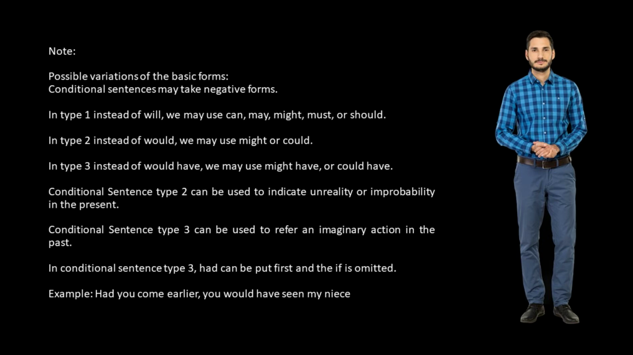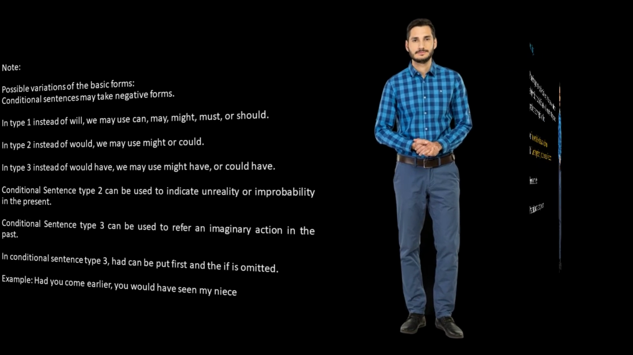Conditional sentence type 2 can be used to indicate unreality or improbability in the present. Conditional sentence type 3 can be used to refer to an imaginary action in the past. In conditional sentence type 3, had can be put first, and the if is omitted. Example: Had you come earlier, you would have seen my niece.